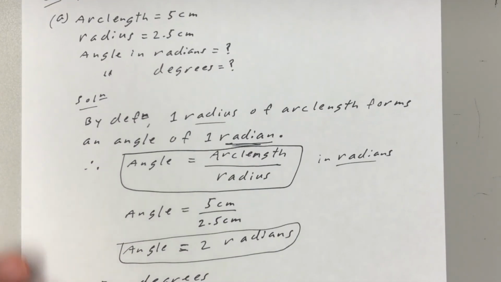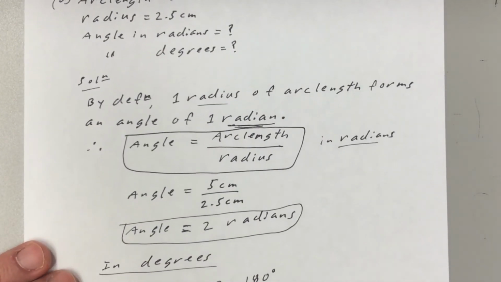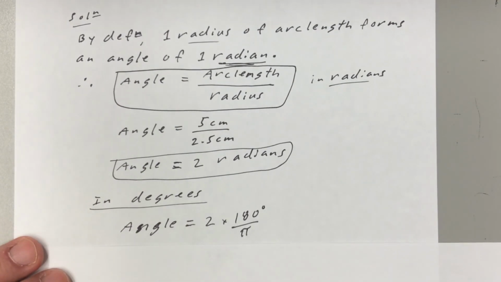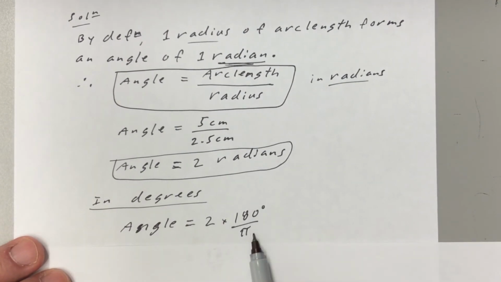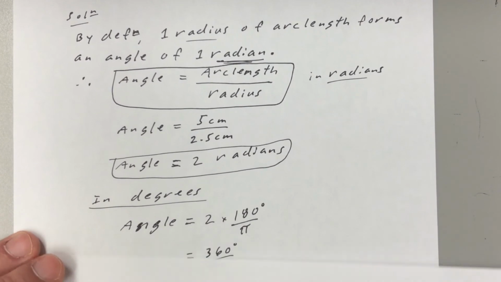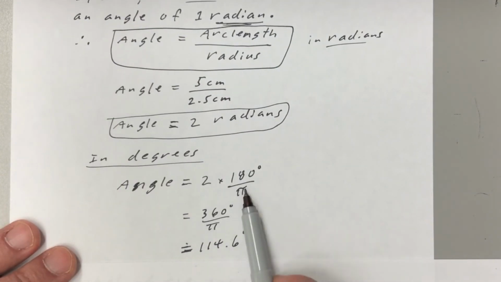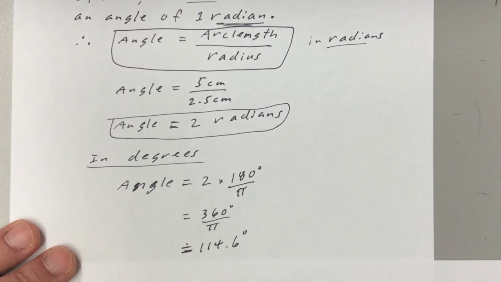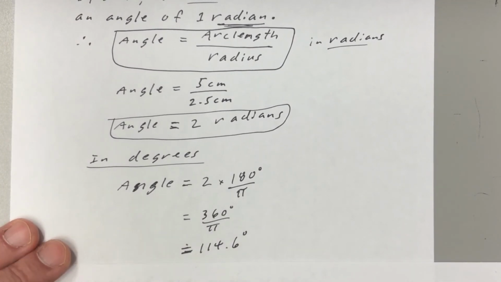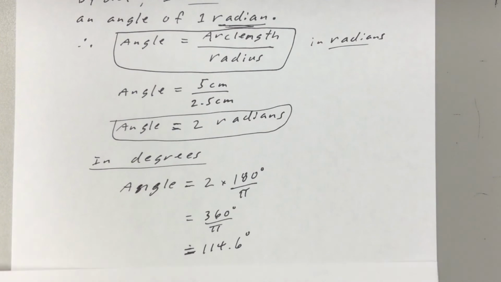In degrees, well, we can just convert that, right? So the angle equals 2 times 180 over pi, just like we did before. And we got the angle of 114.6 degrees. So this is using our conversion formulas. Okay, and B was determine the arc length.